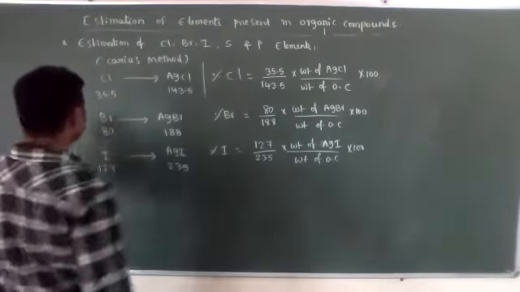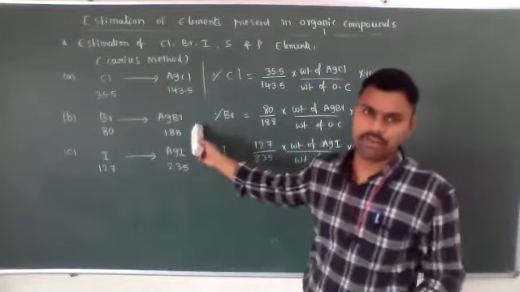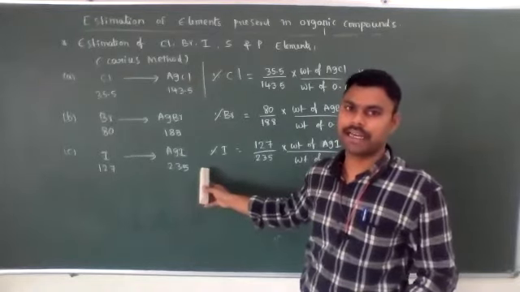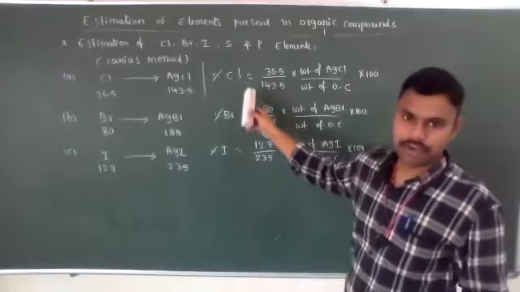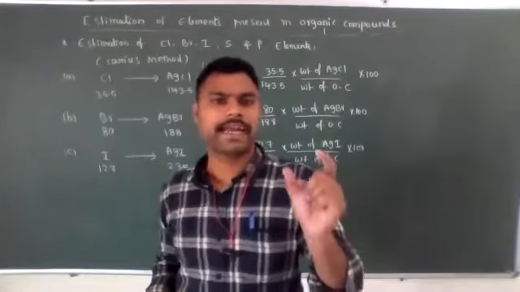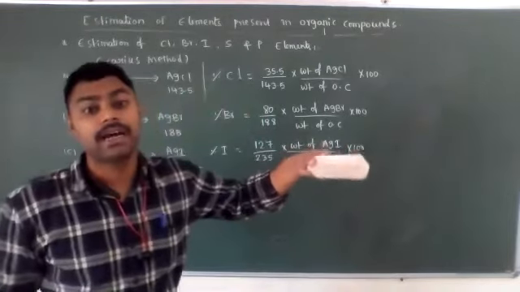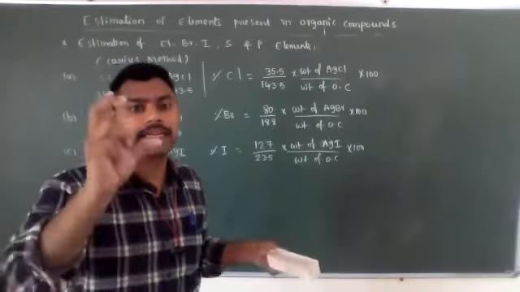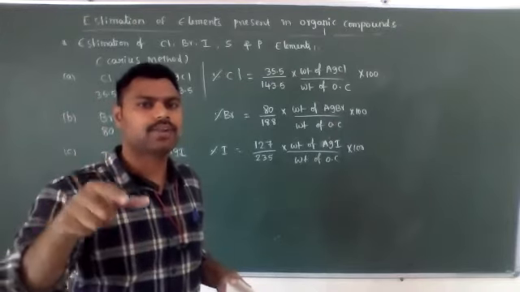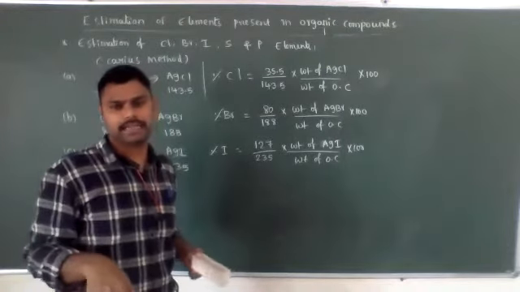Chlorine is converted into silver chloride, bromine is converted into silver bromide, iodine is converted into silver iodide. Then we get percentage of chlorine, percentage of bromine, percentage of iodine. Remember the Kjeldahl method for nitrogen, N2. What is the gram molecular weight of N2? 14 plus 14, 28. That's why 28 by 22,400 ml, because 28 grams of N2 occupies a volume at STP equal to 22.4 liters or 22,400 ml. That's why I did 28 by 22,400 ml. Understood?